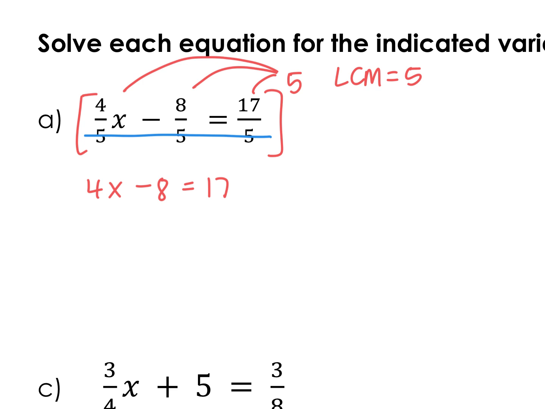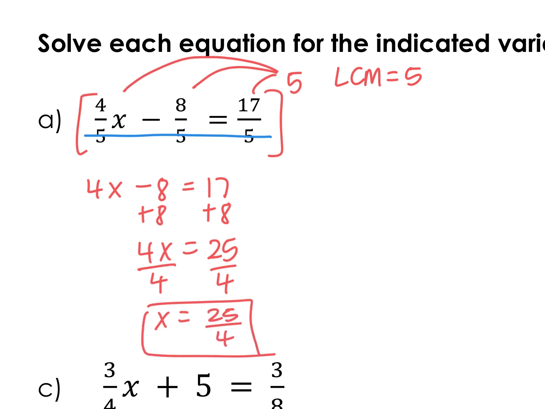So then from here, add 8, add 8. Divide by 4. And x equals what? Oh, yeah. I was thinking that was a 5 and that it would go into it. But don't you multiply everything by 5? Yes, I'm multiplying everything by 5, but since all my denominators were 5, it just cancels out the denominators. You'll see on the next one.